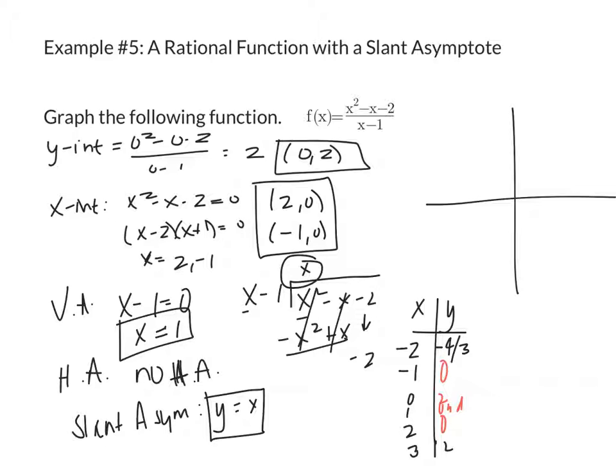So if we graph this, let's put the useful information on here first. So (0, 2) as a y-intercept is here. The x-intercepts are (2, 0) and (negative 1, 0). We have a vertical asymptote at x equals 1, so that's here. We have a slant asymptote at y equals x.